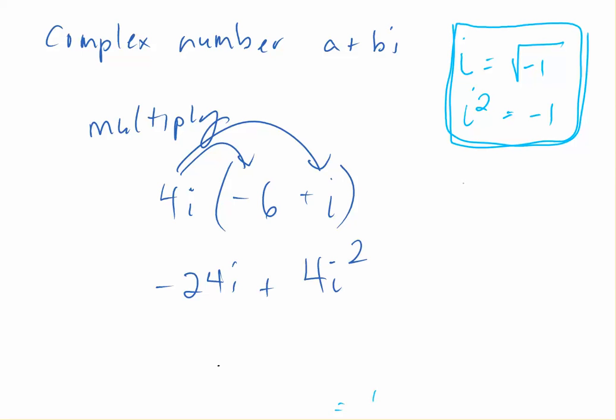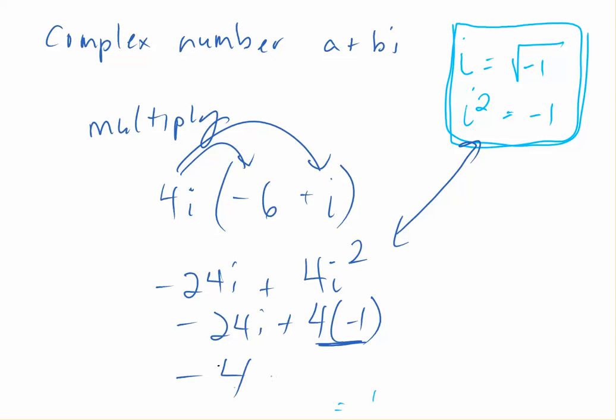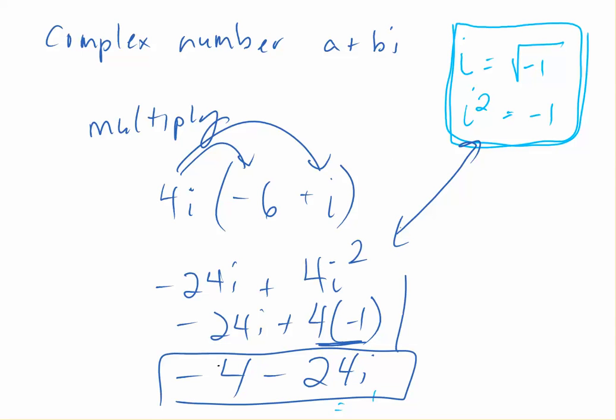Now, we're not done yet. Like I said before, i squared is equal to negative 1, so we have negative 24i plus 4 times a negative 1. So we're going to move this term out front, so that's negative 4 minus 24i, because a complex number is written in this form, a plus bi. So negative 4 minus 24i.